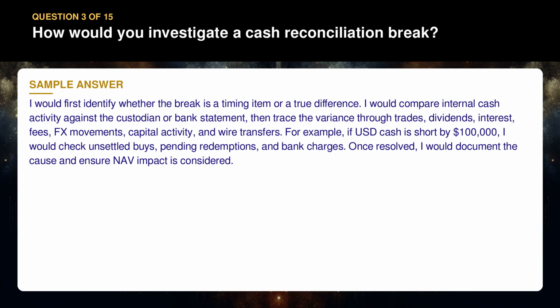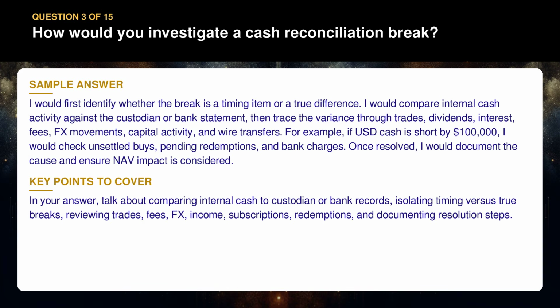For example, if USD cash is short by $100,000, I would check unsettled buys, pending redemptions, and bank charges. Once resolved, I would document the cause and ensure NAV impact is considered. In your answer, talk about comparing internal cash to custodian or bank records, isolating timing versus true breaks, reviewing trades, fees, FX, income, subscriptions, redemptions, and documenting resolution steps.